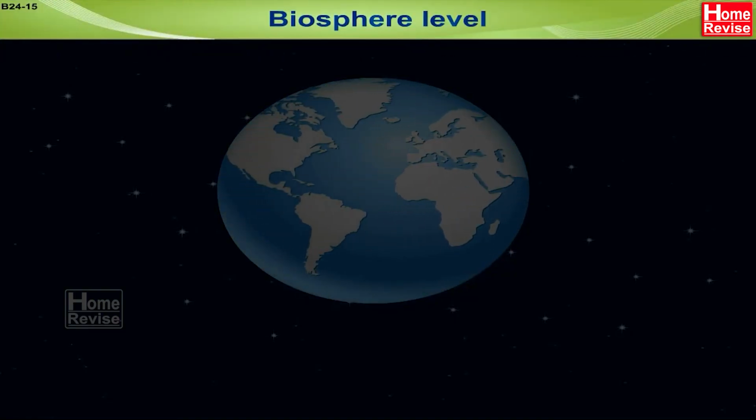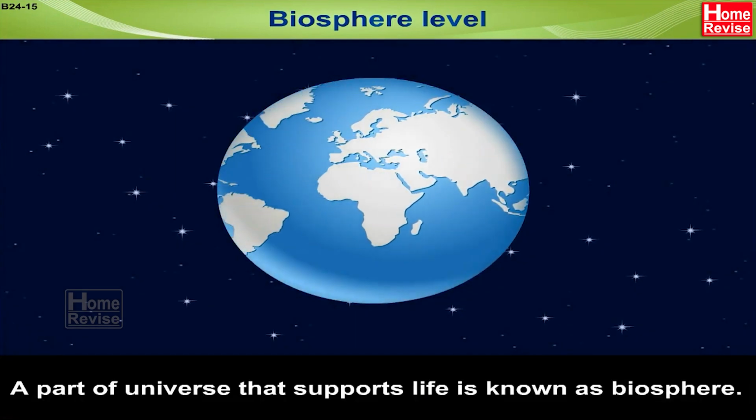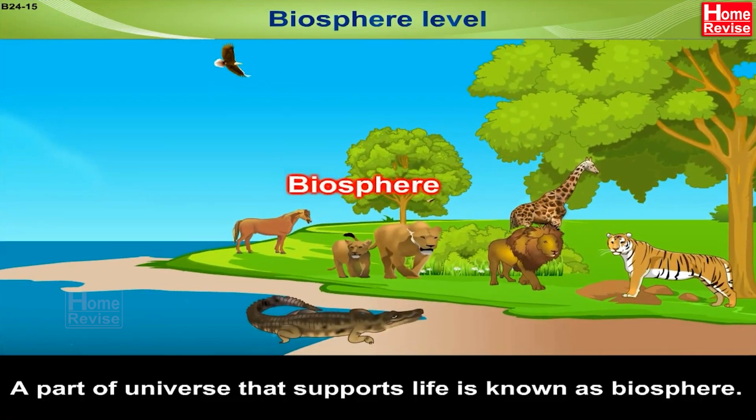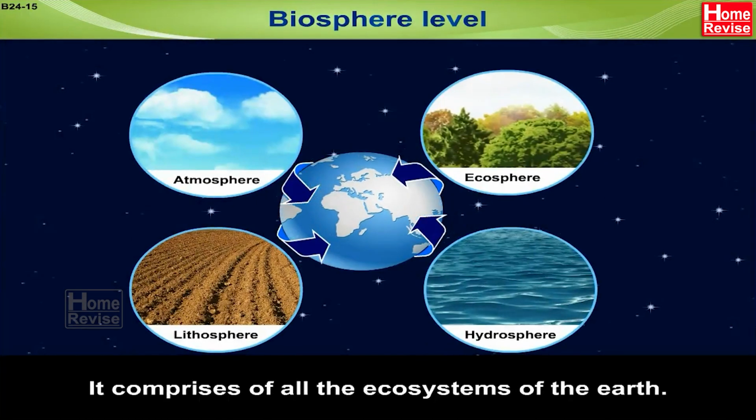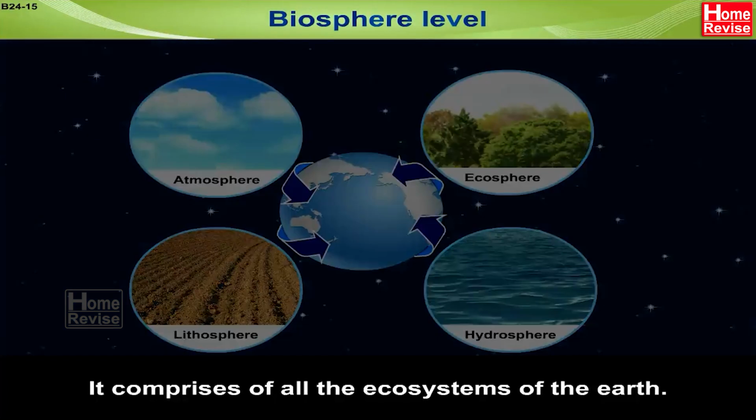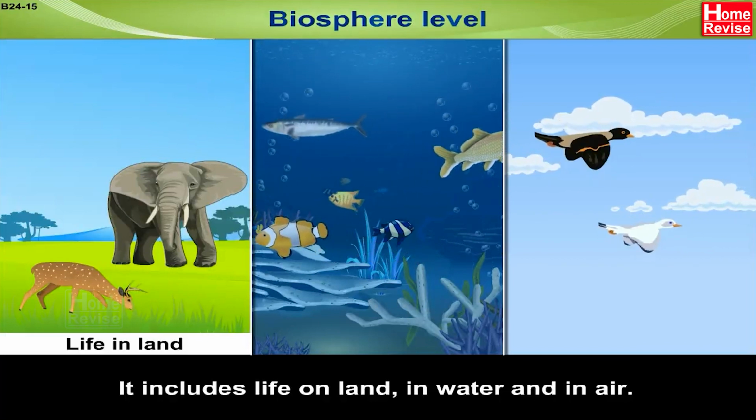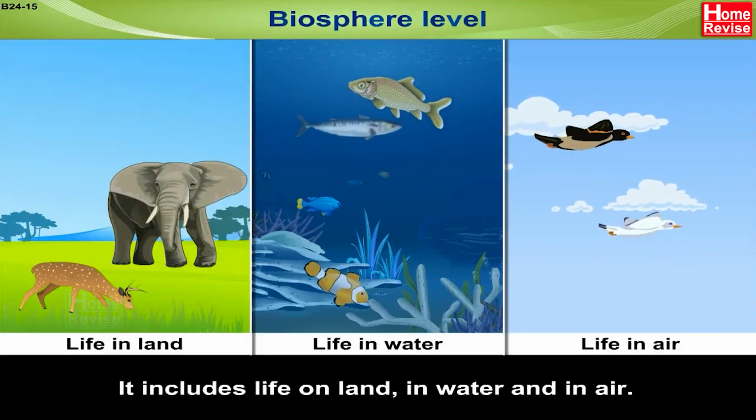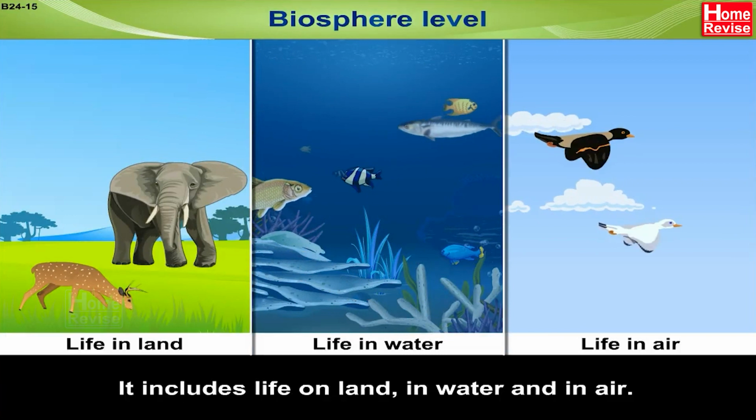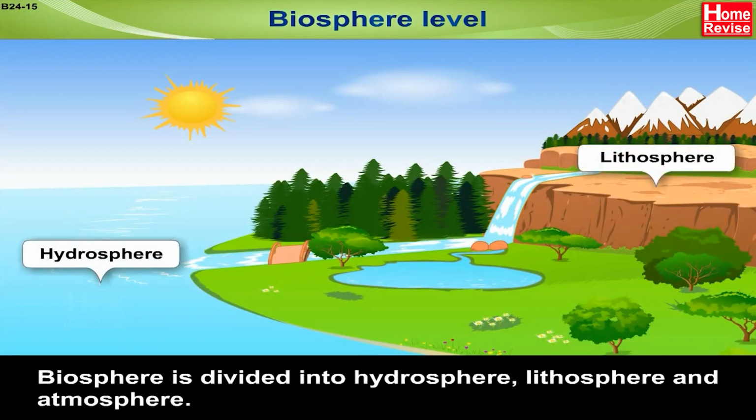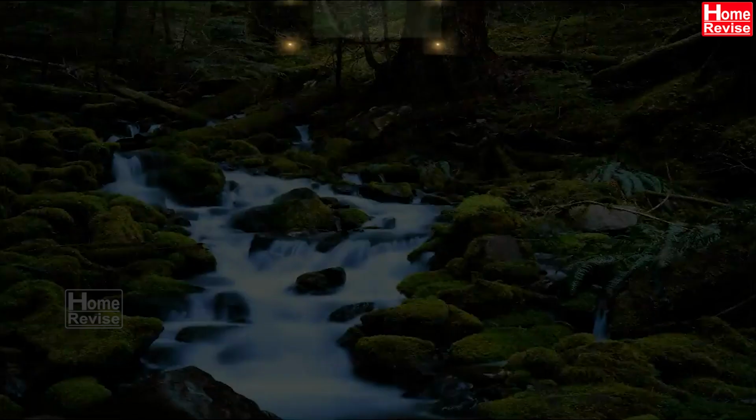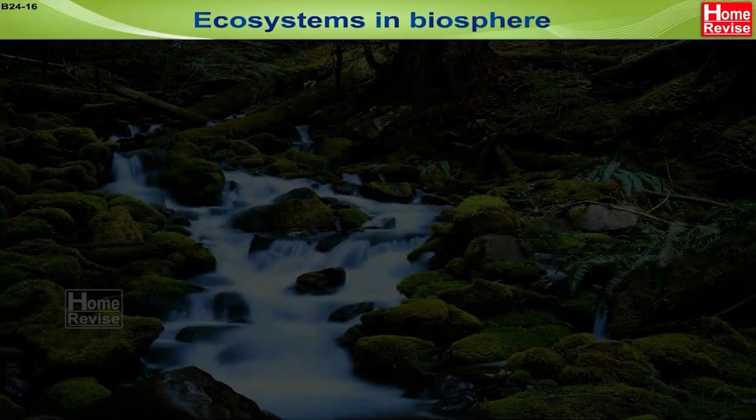Biosphere level. A part of the universe that supports life is known as biosphere. It comprises all the ecosystems of the earth. It includes life on land, in water, and in air. Biosphere is divided into hydrosphere, lithosphere, and atmosphere. Ecosystems in biosphere.